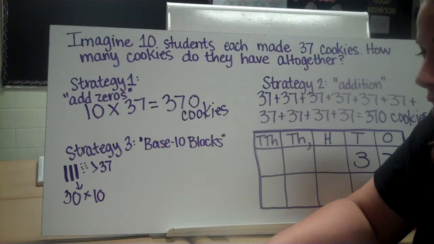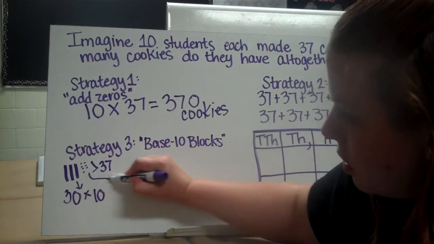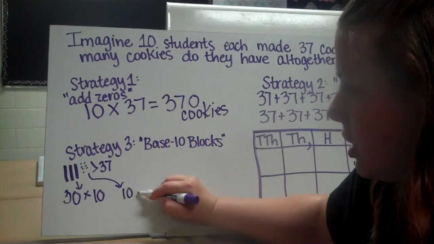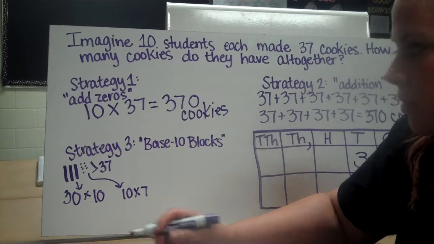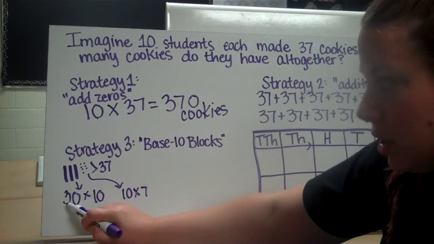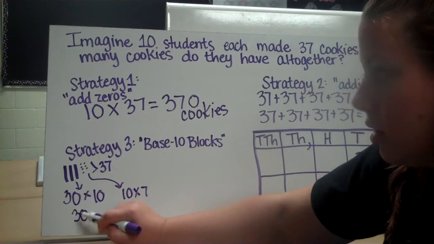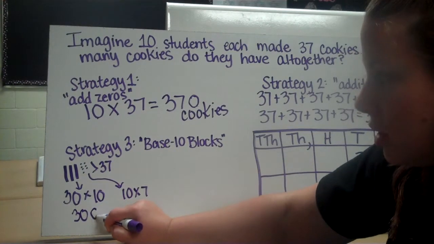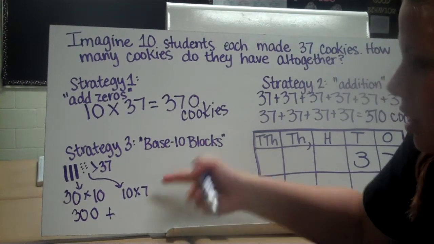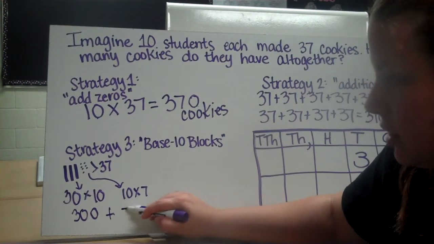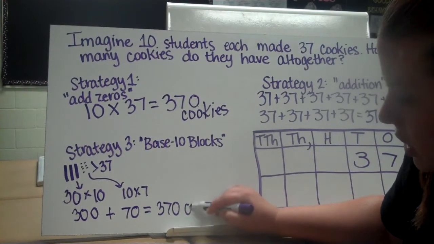Then I need 10 groups of 7. So 10 groups of 7 cubes is how many cubes I will have. So 30 times 10, well, 3 times 10 is 30, plus you have your extra 0 here. This is like an add 0 strategy, and you get 300. Then you have 10 times 7 is 70. Add those two together and you get 370 cookies.